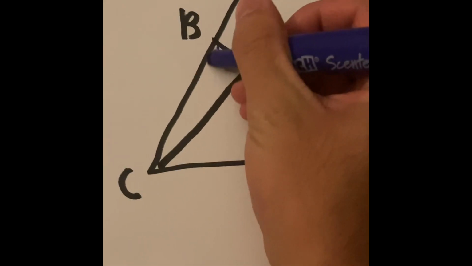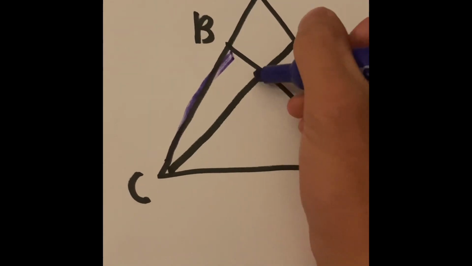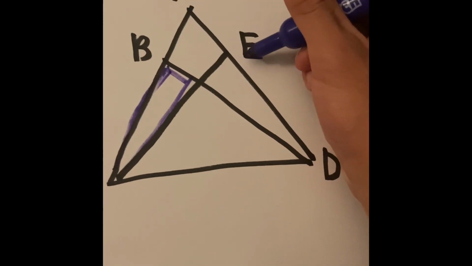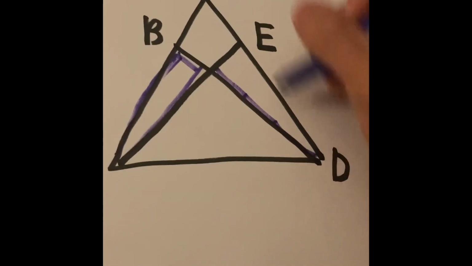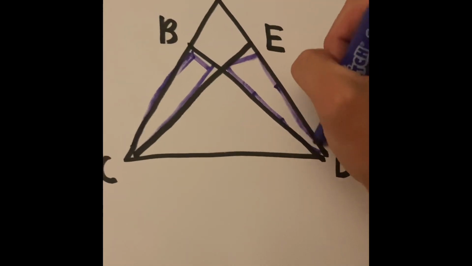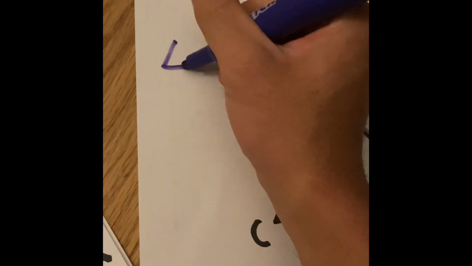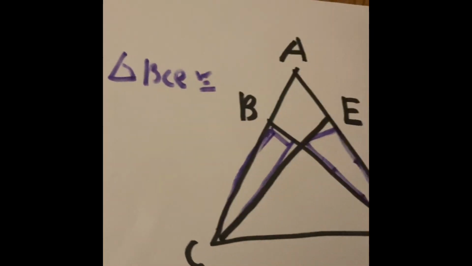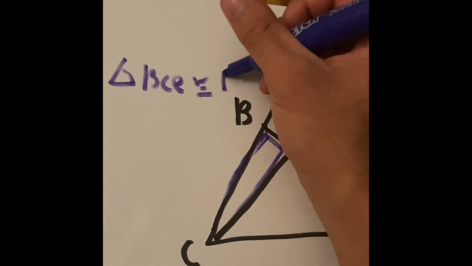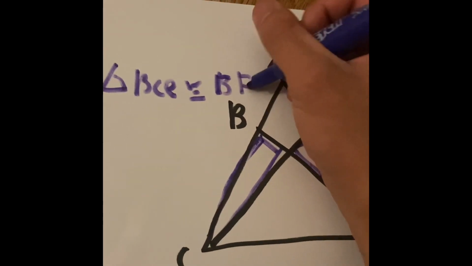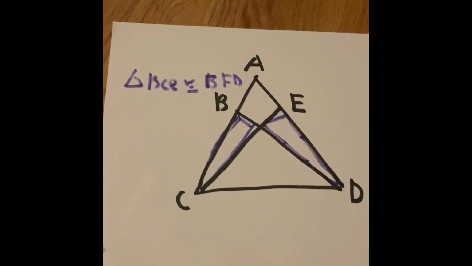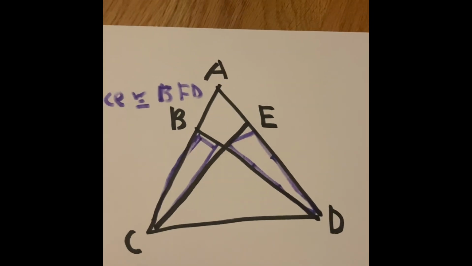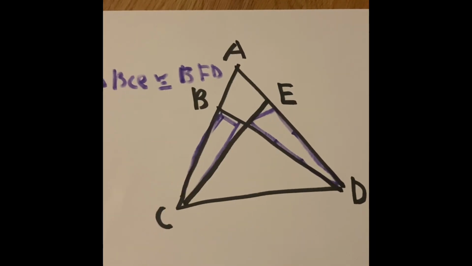For example, we can say that CBE can be 1, and we could also say that BDE can be 1. So in equation form, triangle BCE is going to be congruent to triangle EBD. So according to this diagram, we can say that those two triangles are congruent.